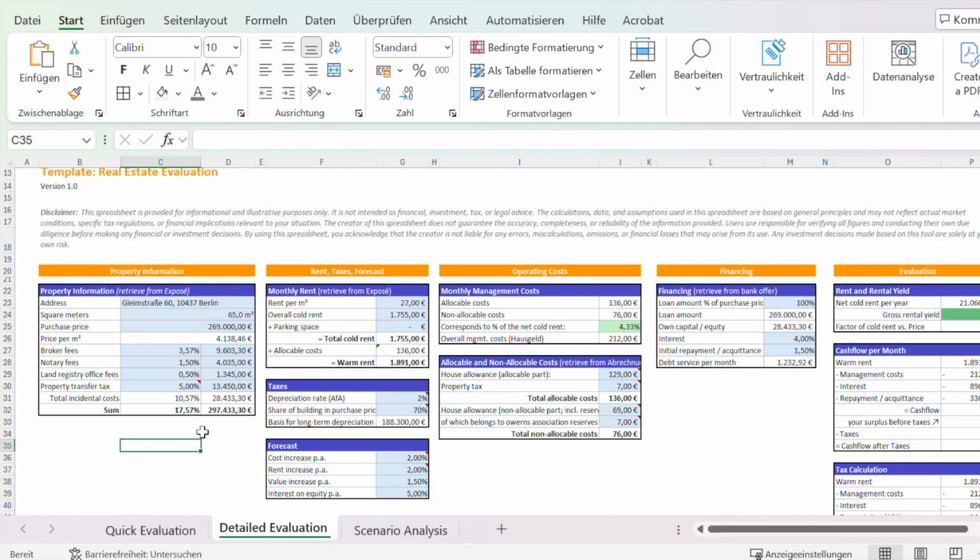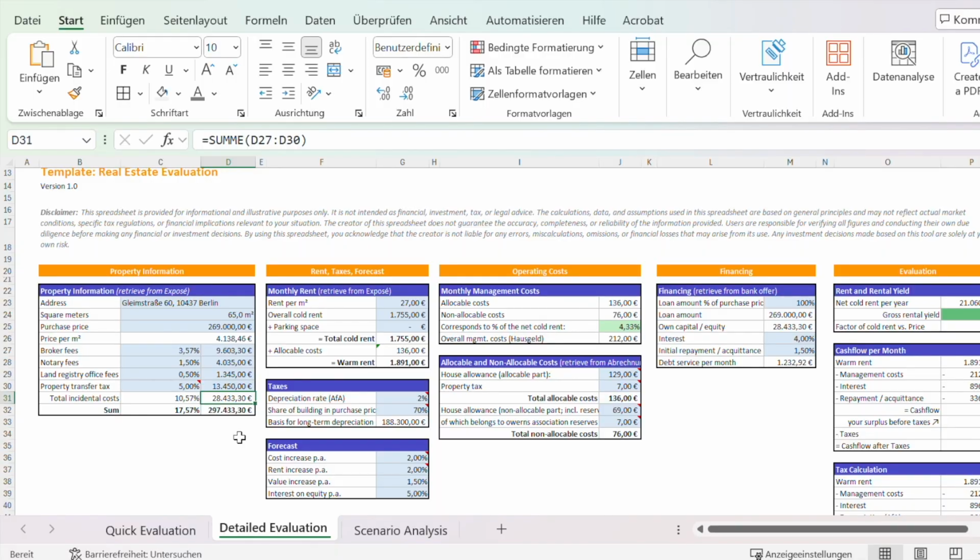Now, overall, these incidental costs sum up to like 28,433 euros. So really a lot of money which you have to put in as equity. And the total sum, meaning the purchase price and the incidental costs, accumulate to 297,000 euros.